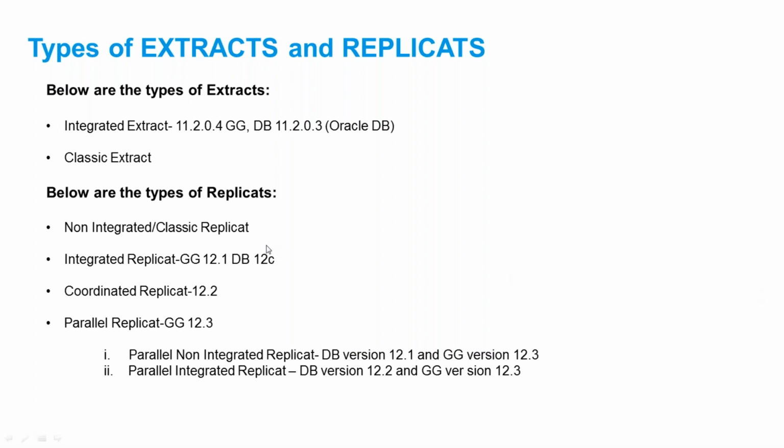The different types of replicates are non-integrated or classic replicate, and integrated replicate, which is available from Golden Gate version 12.1 onwards and database version 12c. Then you have coordinated replicate, which is available from 12.2 onwards. And then you have parallel replicate, which was introduced recently, from Golden Gate version 12.3. For this you need database version 12.1 minimum.